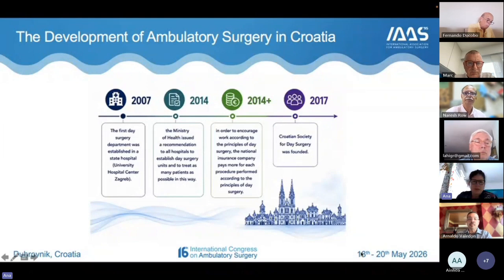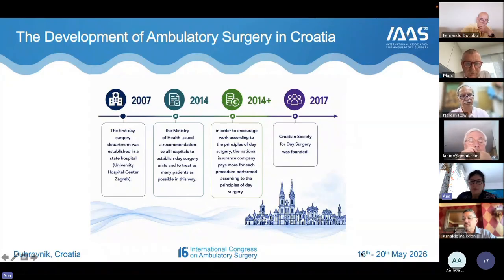That was like a pilot project, and it was not until a few years later that the Ministry of Health issued a recommendation to all hospitals to follow that example and establish day surgery units and treat as many patients as possible in that way. This was followed by our national health insurance company, which also tried to motivate the system by paying more money for each procedure performed according to the principles of day surgery than for in-hospital patients.